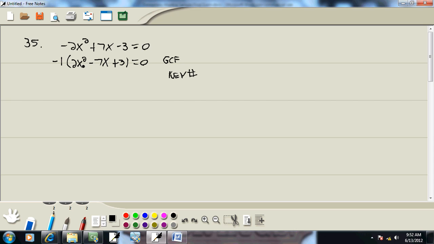X squared, x, no x, and there's a number for the x squared. Key number, we take the number at the beginning times the number at the end, so we take 2 times 3, which gives us 6. And we're going to come up with 3 columns. Our product column, we list all the products, give us 6. 1 times 6, 2 times 3.